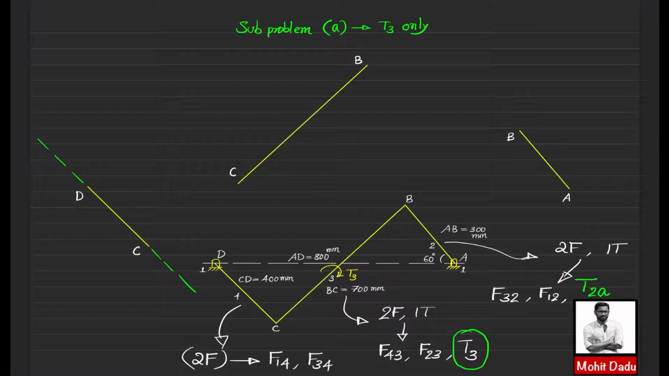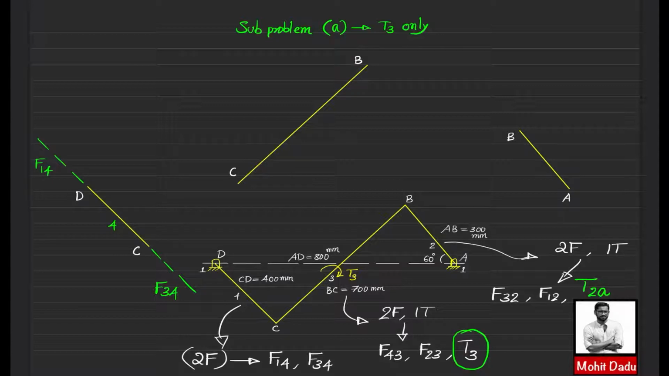This force can be named as F34, force exerted by 3 on 4, where 4 is the output link or CD, and this is the force that is coming from the ground, that is F14. So line of action you are knowing.